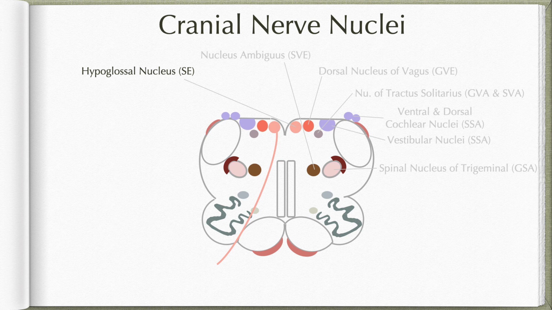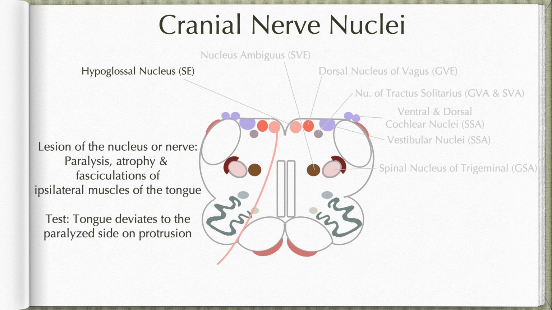Now these muscles are developed from occipital myotomes, and because this nucleus supplies the muscles developing from myotomes, it belongs to somatic efferent column. Lesion to the nucleus or to the nerve causes lower motor neuron type of lesion in the ipsilateral muscles of the tongue. That is, we see flaccid paralysis, atrophy and fasciculations of the muscles of the same side.